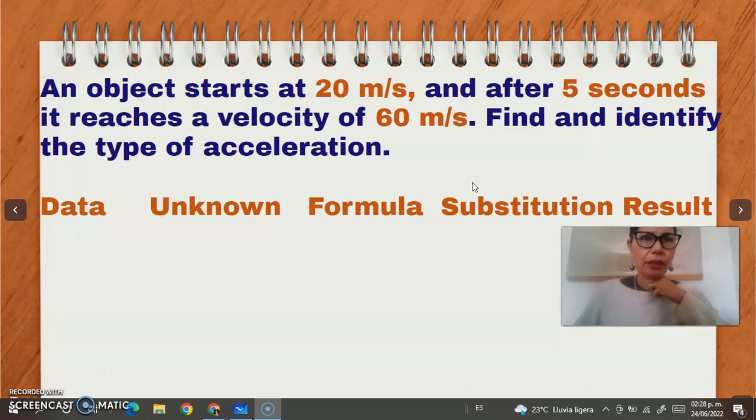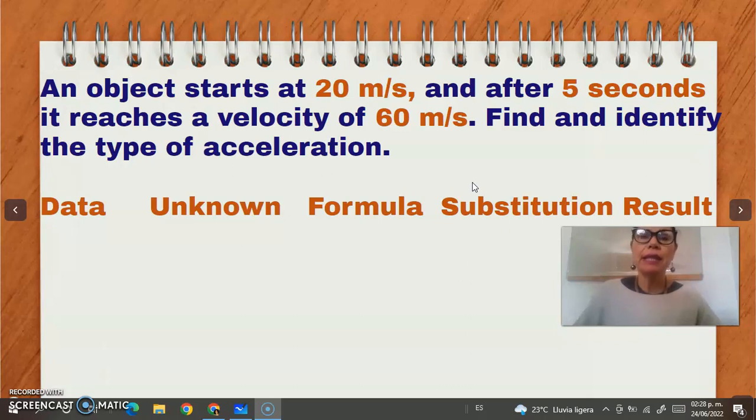Let's solve some problems. I'll start with this one. I'll explain it, and then together we'll work on the other ones. Okay, an object starts at 20 meters per second, and after 5 seconds, it reaches a velocity of 60 meters per second. Find and identify the type of acceleration.